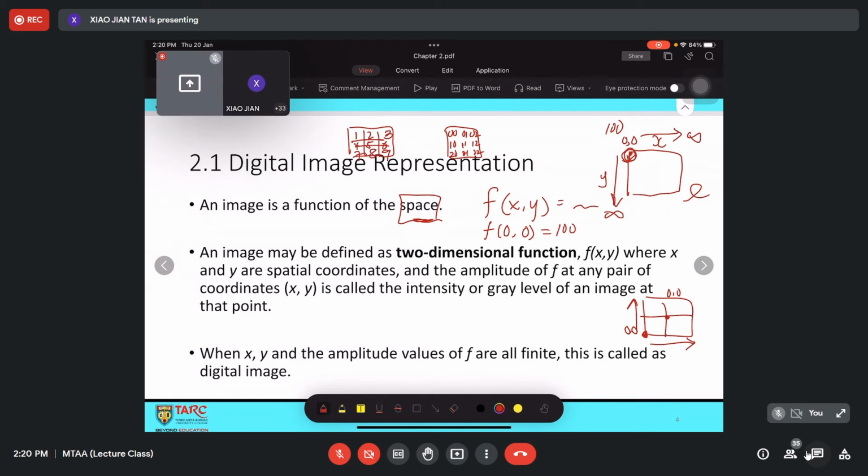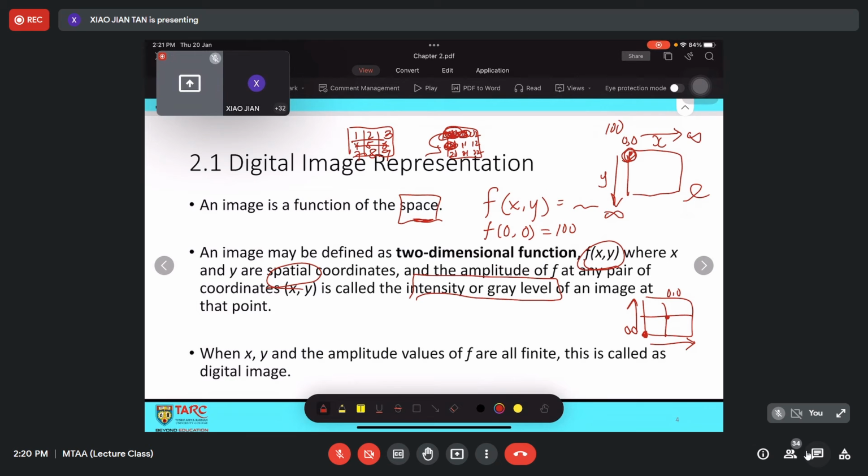Okay. So an image may be defined as a two-dimension function f(x,y), where x and y are spatial coordinates. Spatial is about the space. Whenever you have spatial, you are talking about information dealing with the space. For example, the information with regards to the first pixel and the second pixel, first and the third pixel, and etc. So this is known as the spatial. Any information dealing with the space. And the amplitude of f at any pair of coordinates x, y is called the intensity or gray level of an image at that point.